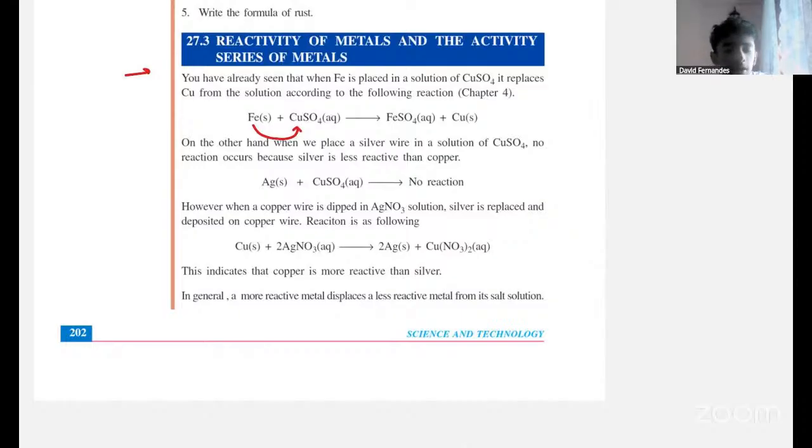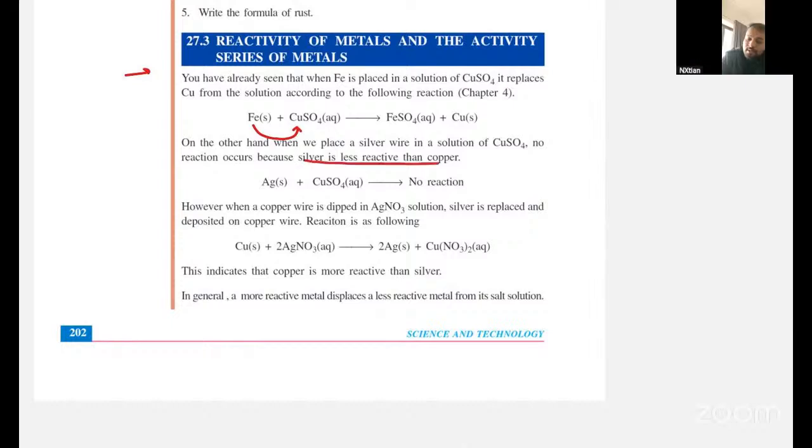On the other hand, when we place silver wire in a solution of CuSO4, no reaction occurs because silver is less reactive than copper. Ag is less reactive, so Ag doesn't displace copper from its compound and everything remains the same, hence no reaction. Did you understand, everyone?